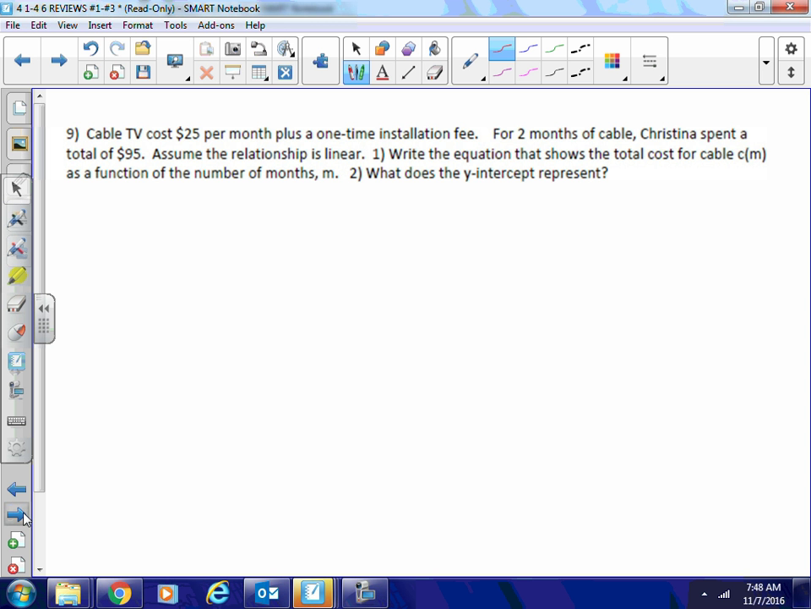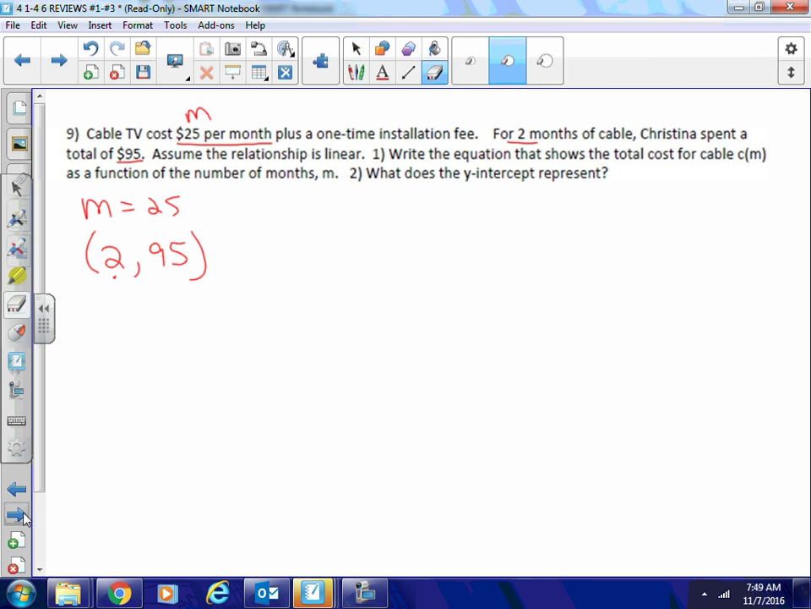So what have they given us? It costs $25 per month. That's our slope. And right here, the 2 months for $95, that's actually an ordered pair. So we've got our slope equals 25, and we've got the ordered pair of 2 months going with $95. By the way, time is almost always going to be an x coordinate, and money will almost always be your y coordinate. Not always, but most of the time. So here's what we know so far. And actually, let's not use y. Let's use C of M because that's what they asked for.